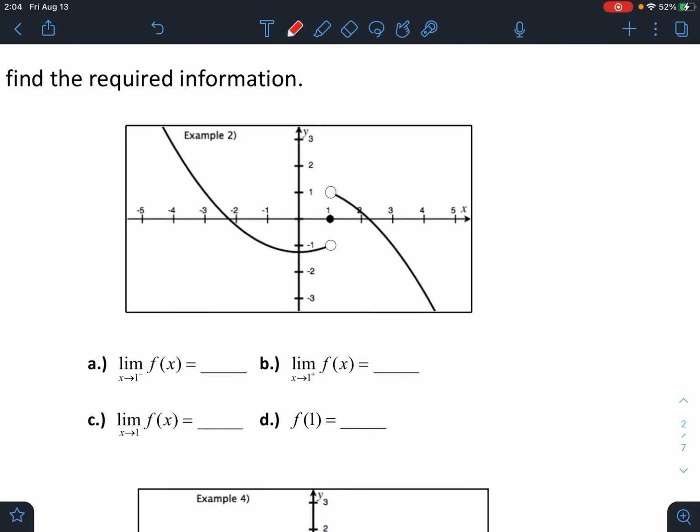Example 2. What is the limit as x approaches 1 from the left? So what are we trying to get to? We're trying to get to this point right here, which is negative 1. But as x approaches 1 from the right, we're trying to get to that value, which is positive 1. Again, pretty clear that the left and right-hand sides don't agree. Therefore, this limit at 1 does not exist. And then the last question, what is f of 1? F of 1 is that point right there. F of 1 would be 0.